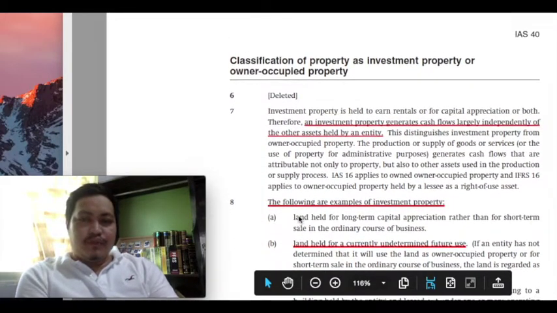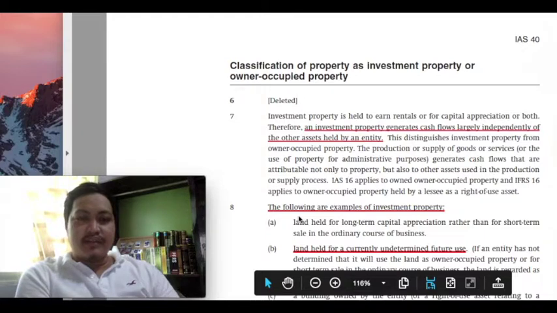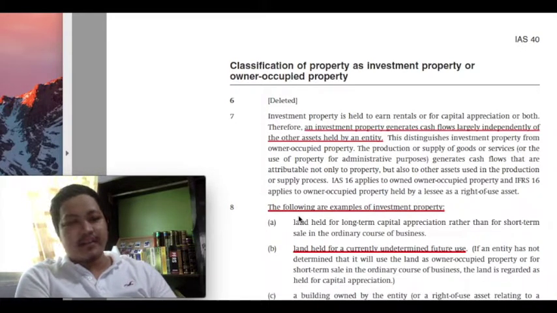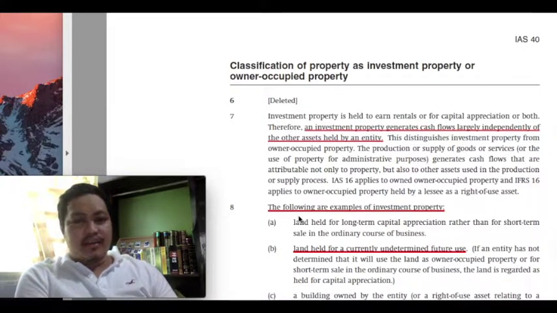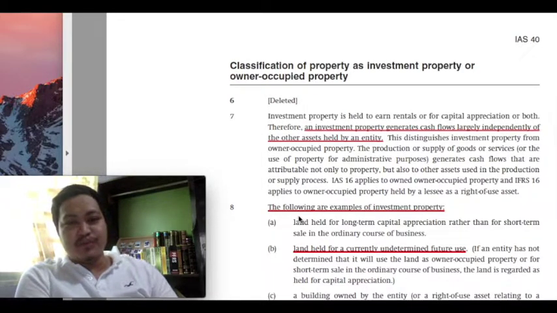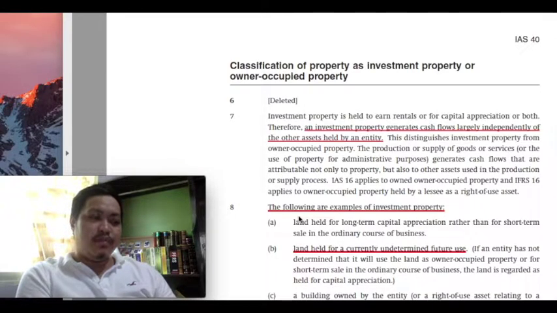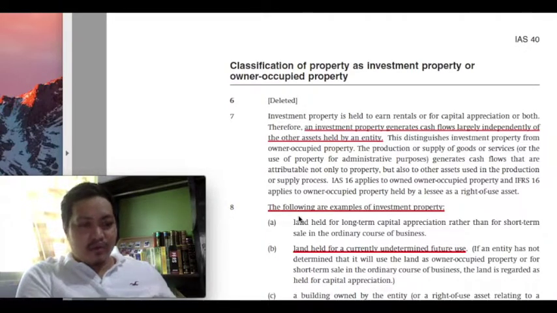So, to further help our understanding, class, paragraph 7 tells us that an investment property generates cash flows largely independent of the other assets held by an entity. So, to distinguish it from owner-occupied, class, for those assets that are used in production or used in the supply of goods or services, your owner-occupied property is able to generate cash, class, is able to generate money through the use also of other assets. But for investment property, class, on their own, they are able to provide you with cash.